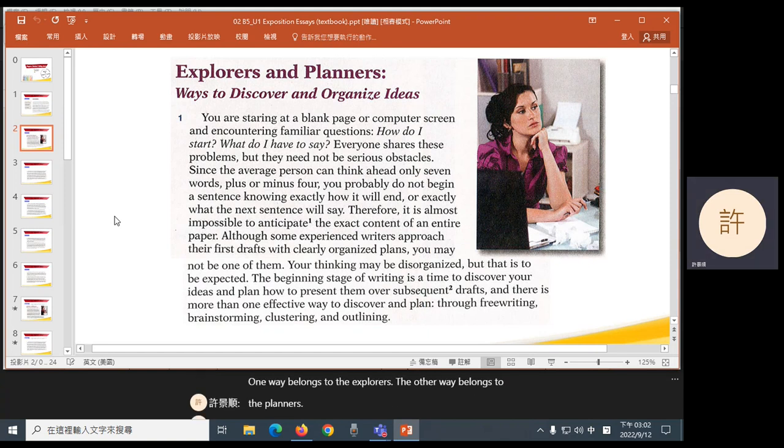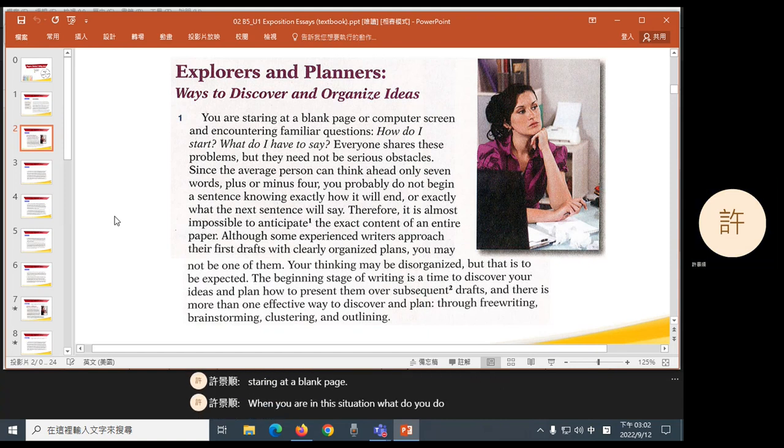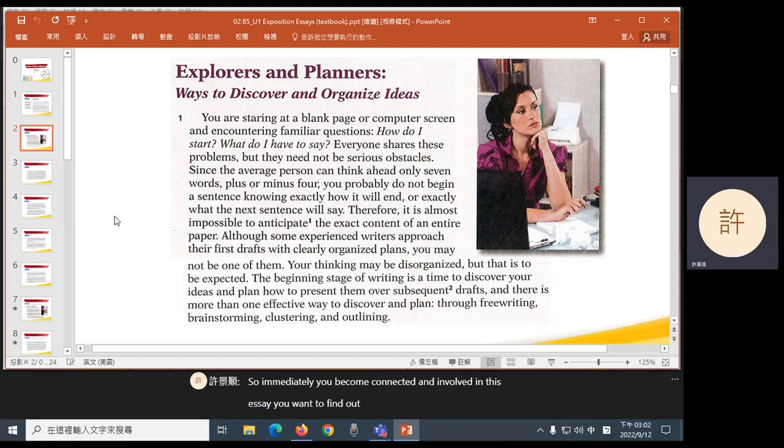You're staring at a blank page or computer screen and encountering familiar questions. How do I start? What do I have to say? So this first sentence immediately builds a connection with the reader by putting the reader in a situation. It's not saying like I something something, it's you are staring at a blank page. When you are in this situation, what do you do? So immediately you become connected and involved in this essay. You want to find out how this story will continue.